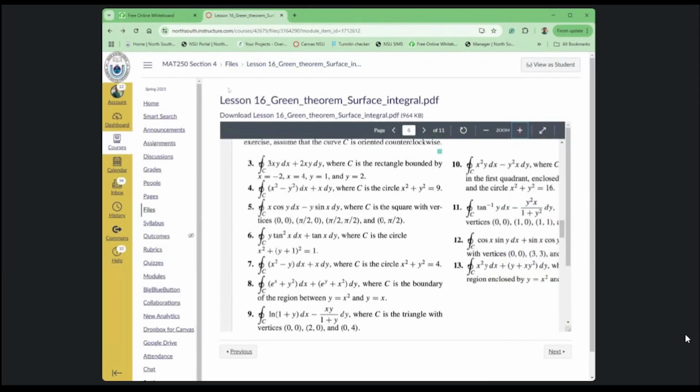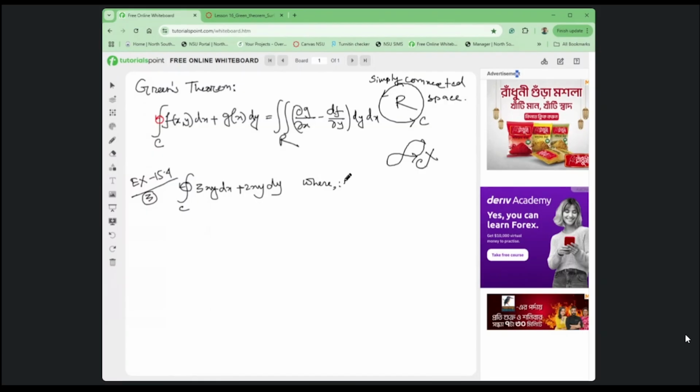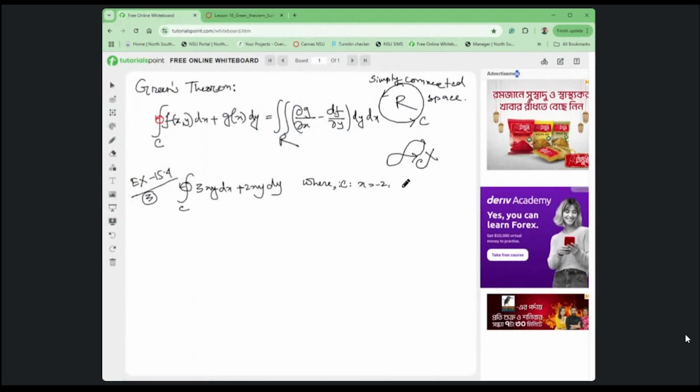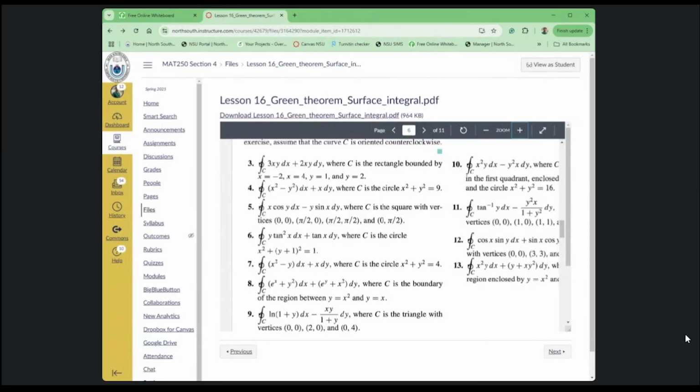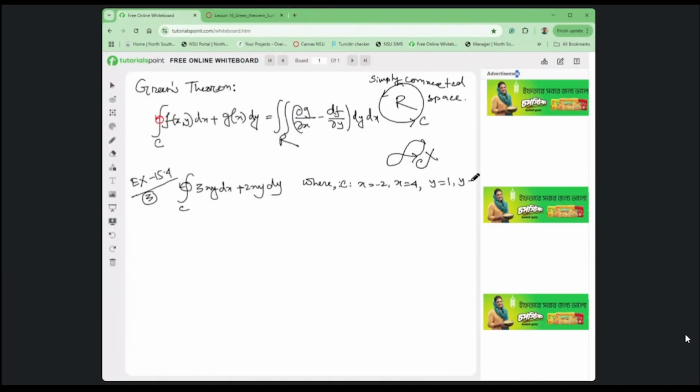And which is bounded by x equals minus 2, where C is bounded by x equals minus 2, x equals 4, y equals 1, y equals 2. So if we follow these 4 lines, we'll get here.